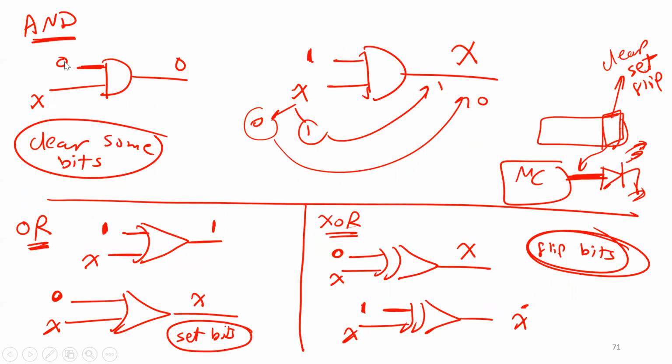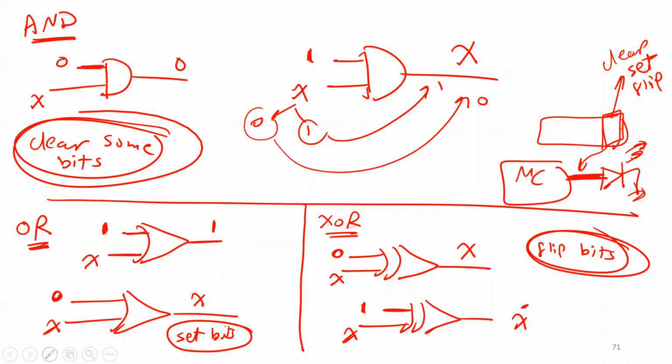If I put 0 here, and then this is 1 bit, I'm going to get 0, right? And if I put 1 and 1 bit, I'm not going to change the bit. That's exactly what I need to clear some bits. Okay? So if you put 0 here, that means this bit, I'm going to clear it. If you put 1, I'm not going to change this bit. This is how it works here.